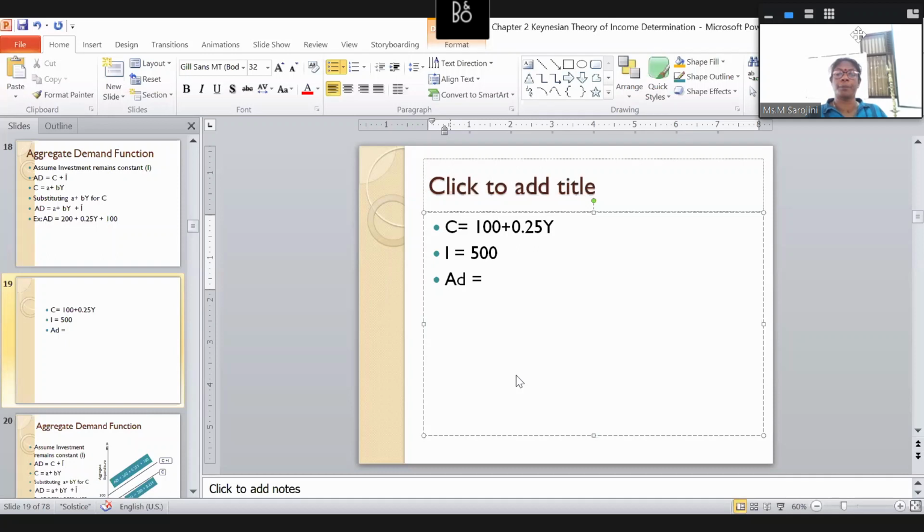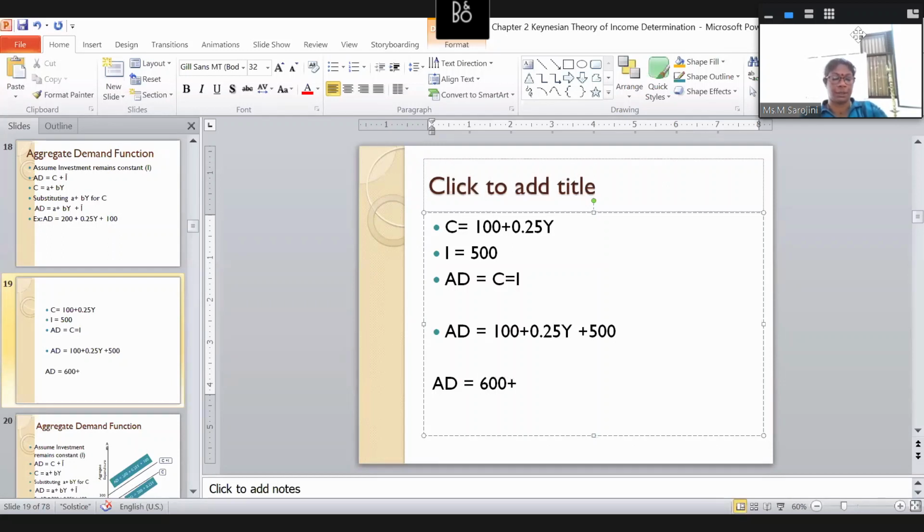Aggregate demand function is equal to C plus I. Here C is given, 100 plus 0.25y, plus I. I is also given as 500. Therefore, the aggregate demand is equal to 600 plus 0.25y. Right? These are the very basic things.